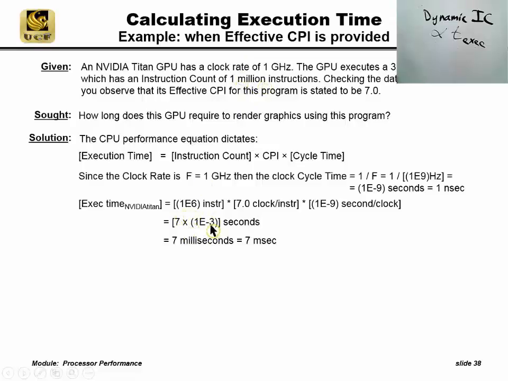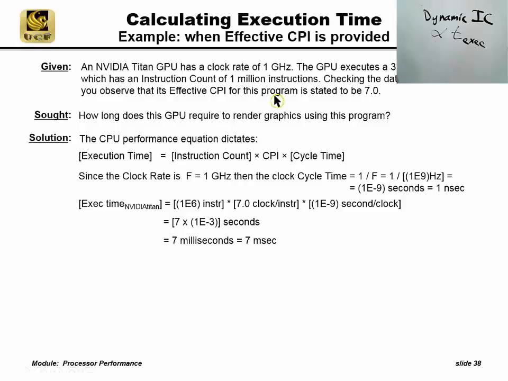So we're going to plug and chug in this case, and we get 7 times 10 to the minus 3. This is times 10 to the 6. This is times 10 to the minus 9, so 10 to the minus 3. We recognize 10 to the minus 3 is a milli prefix. Units are seconds. This is 7 milliseconds to execute this program with these parameters on this hardware.